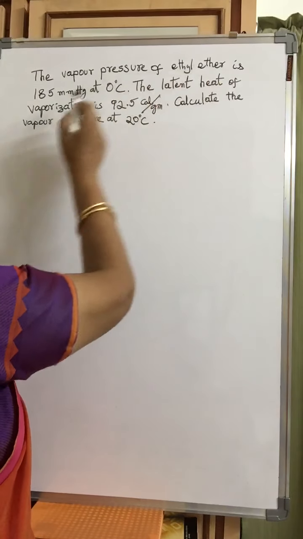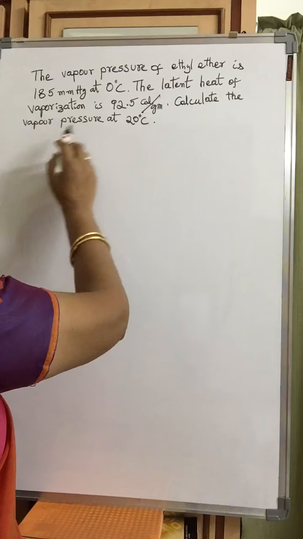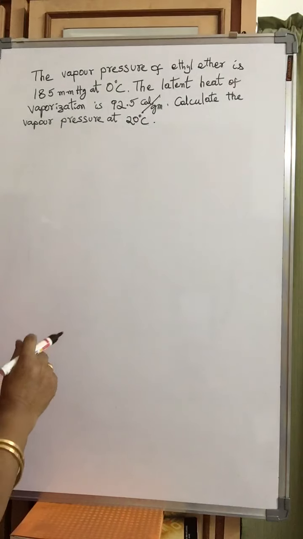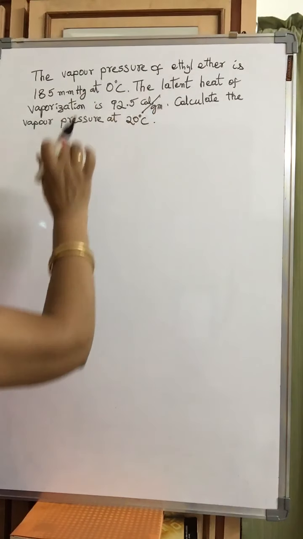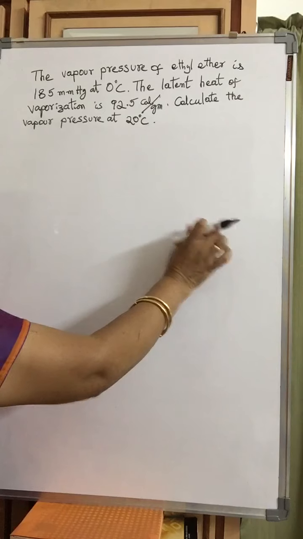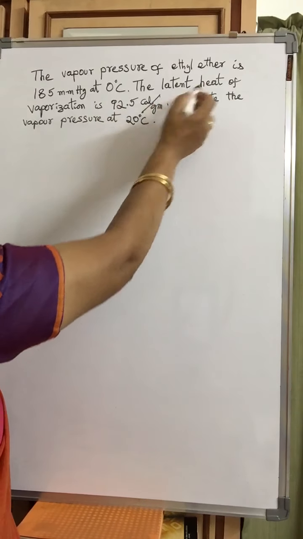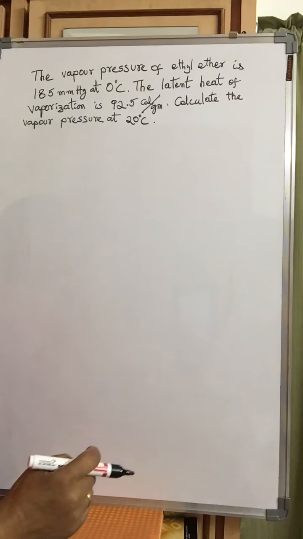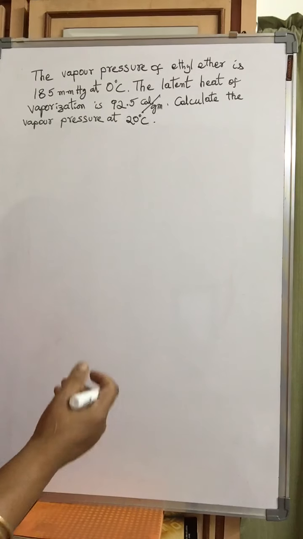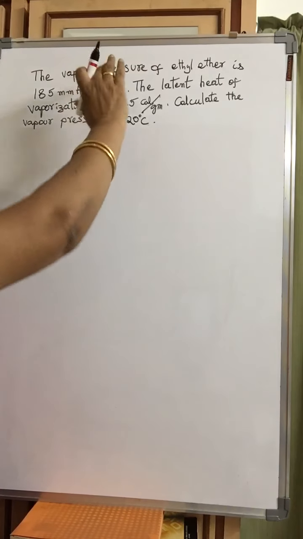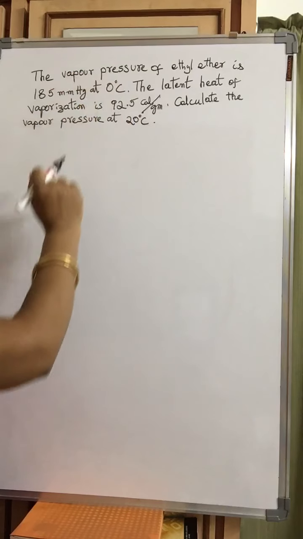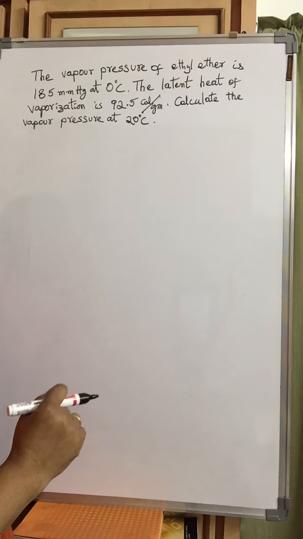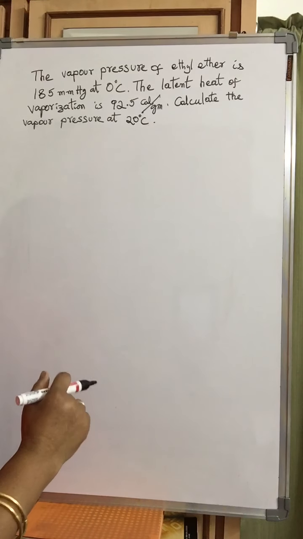Here, vapor pressure at 0 degrees is given. The question is to calculate vapor pressure at 20 degrees centigrade. Vapor pressure at one temperature is given, asked to calculate vapor pressure at another temperature. And the data required, latent heat of vaporization, is given. Latent heat of vaporization is required here because vapor is forming. So before discussing this problem, first let us discuss the Clausius Clapeyron equation, which gives the temperature dependency of vapor pressure.